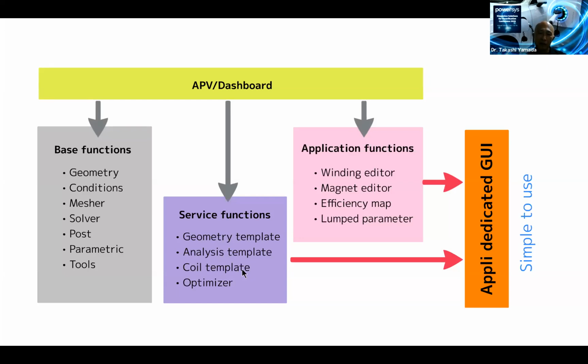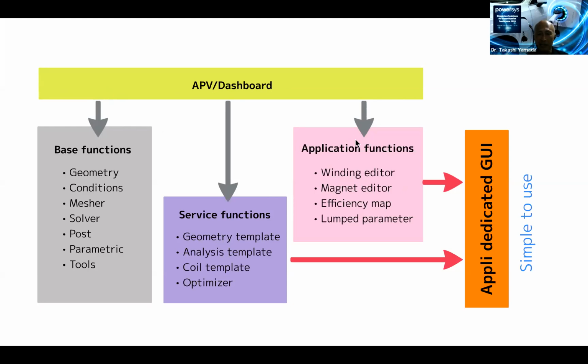Then furthermore, we added application functions. Those functions are more application-dedicated functions, today mainly for rotating machines. So we have winding editor, magnet editor, efficiency map, and ramp parameter. This is coming in the next version. So we have these very high-level application functions. Then APV and dashboard can access any function from this top level, so it is very quick, direct access.